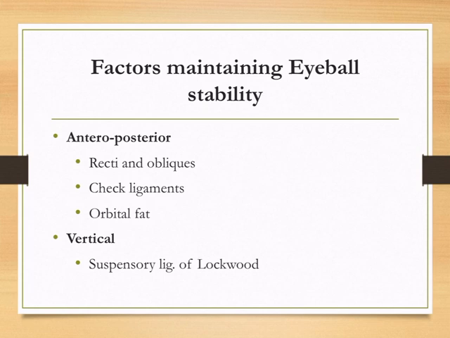Then there are check ligaments, which are fibrous thickenings that are present around the eyeball, and they also have a downward extension, which is known as the suspensory ligament of Lockwood. I would advise you to read it from the textbook. There's nothing very conceptual or difficult about that. And there's obviously orbital fat that is responsible for filling the orbit and maintaining the eyeball in a particular position.